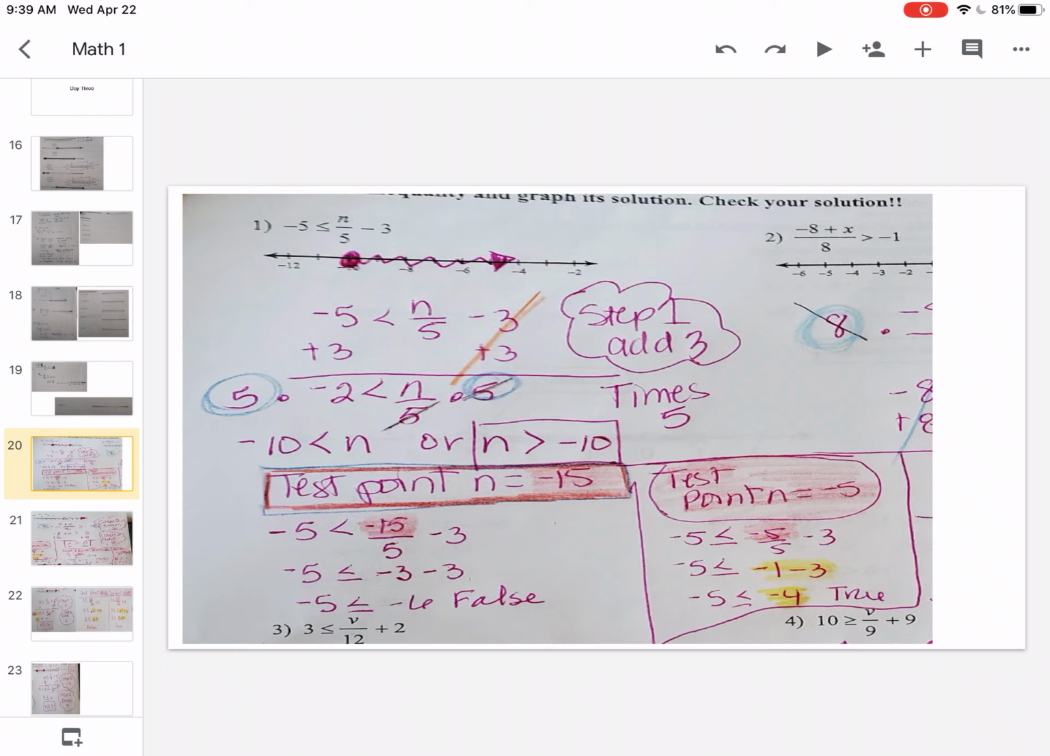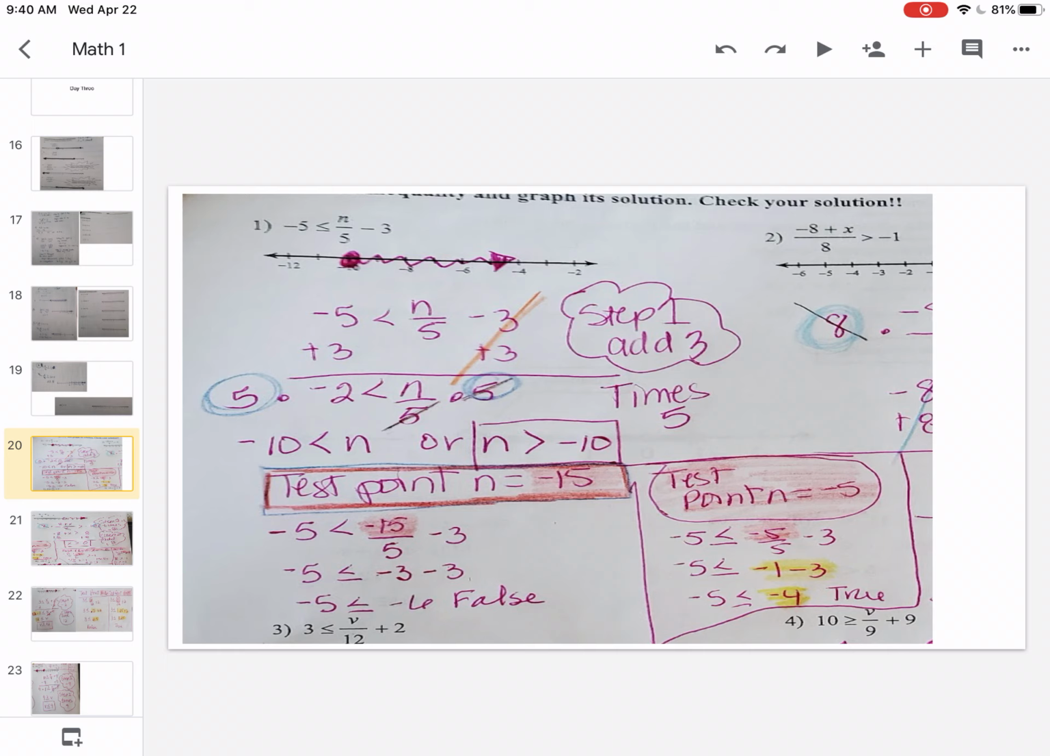Let's test. They want you to test one side of the dot. Okay, so on one side of the dot, you could pick negative 15, and then on the other side of the dot, you could pick, let's say, negative 5. So what you're doing at the test point is you're plugging in that number. You can see in red, I've plugged in negative 15 for n, and then I solve. So the first step is look at the negative 15 over 5. So 5 goes into negative 15 negative 3 times.